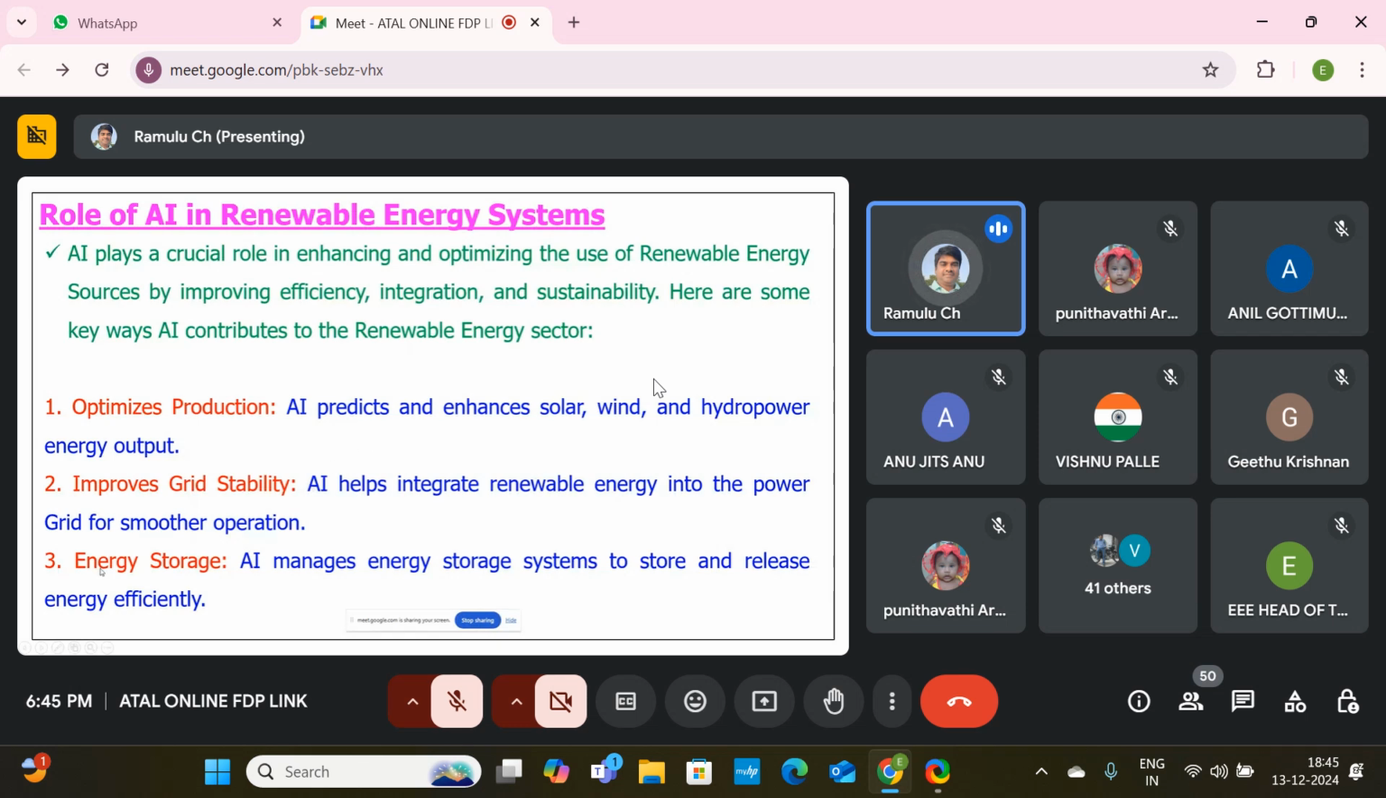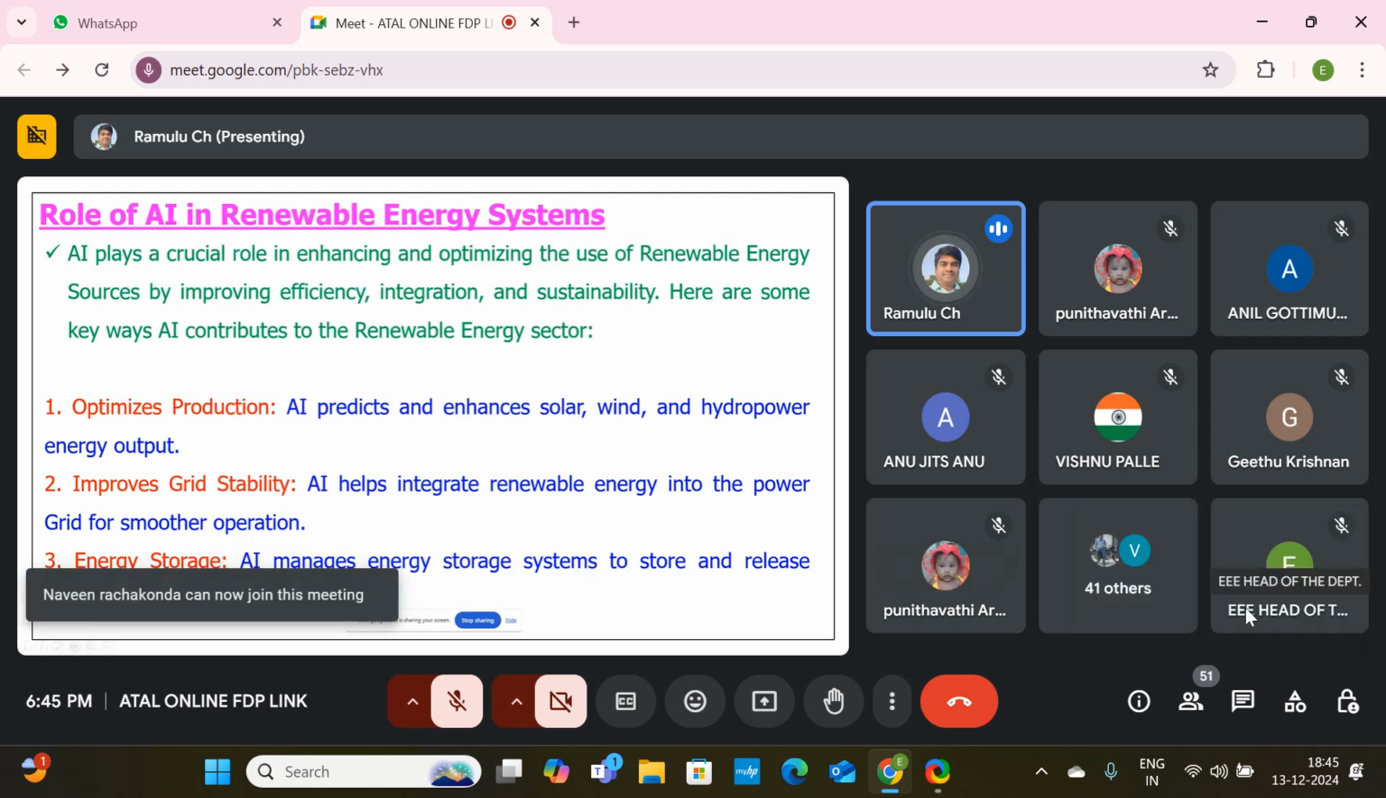Then coming to the third point, energy storage. With respect to energy storage, how is this AI important? AI manages the energy storage system, like battery kind of things, to store and release energy efficiently. Whenever it is not required, it is going to store. Whenever it is required, it is going to deliver. Such things are also possible in an efficient way with the help of the implementation of this AI.